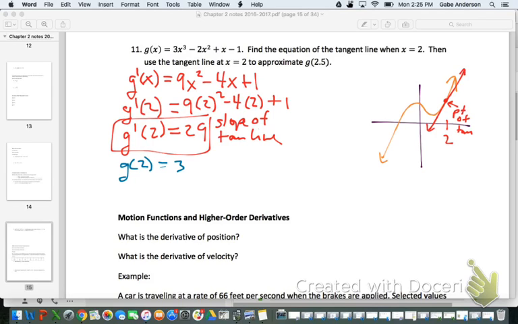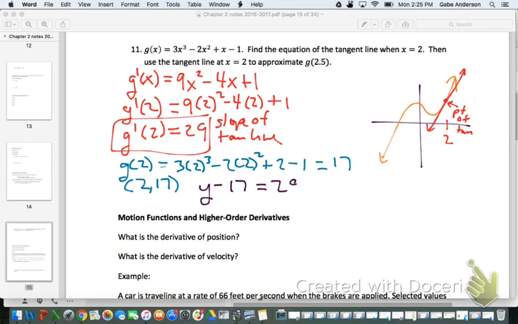And g of 2, of course, is equal to 3 times 2 cubed minus 2 times 2 squared plus 2 minus 1. And that ends up being 17, right? Okay, you can do the arithmetic on your own. I'm sure you can all handle that. So what I've got here is a point of tangency of 2 comma 17, and a slope of the tangent line of 29. I like point slope form because it's easy. You can do slope intercept if you want. That's also just fine and not very difficult either. I'm going to write it as y minus 17 equals 29 parentheses x minus 2. And that right there is the equation of my tangent line.